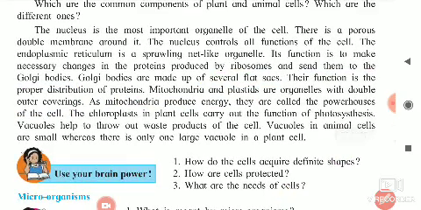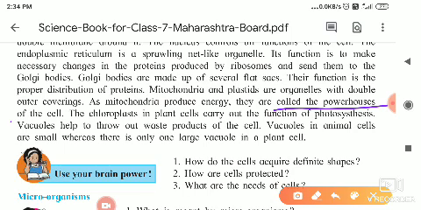They are called the powerhouses of the cell because whatever energy is required for the functioning of the cell, they take from the mitochondria. That's why they are called powerhouses. The chloroplast in the plant cell carries out the function of photosynthesis. It is present only in the plant cell. That's why the leaves are green in color, and their function is photosynthesis.